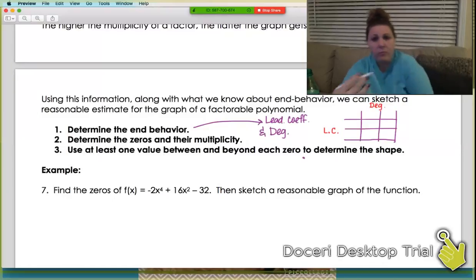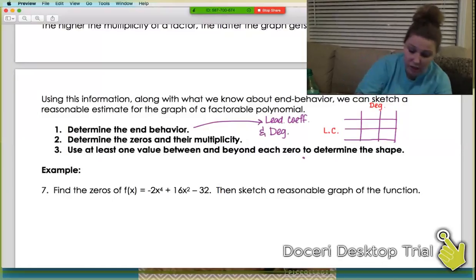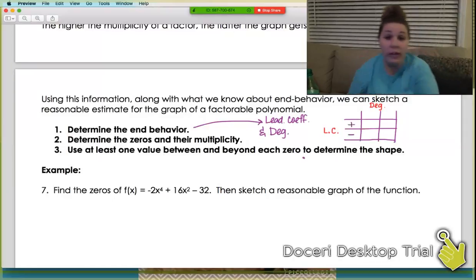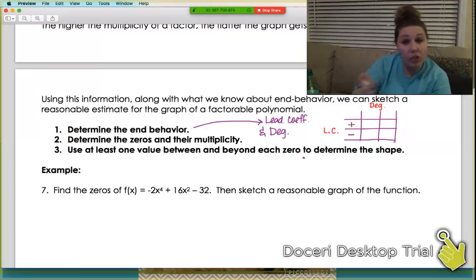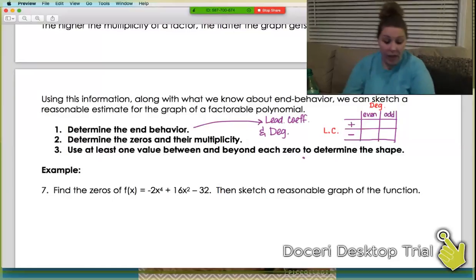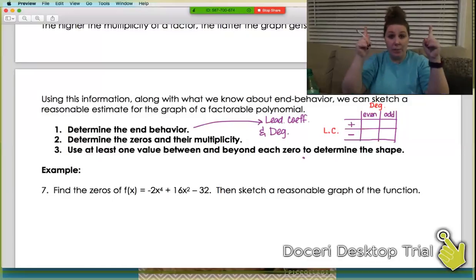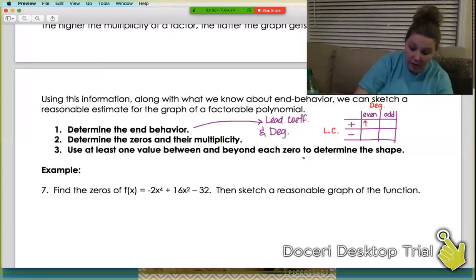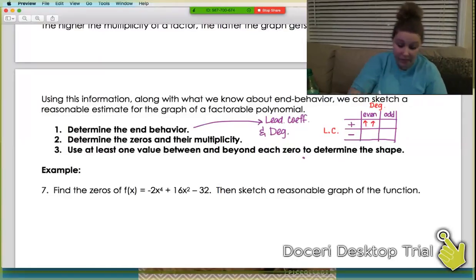So for the leading coefficient, we need to decide whether it is positive or negative. And with the degree, we need to decide, is the degree even or odd? If you remember from before, when the degree is even, the arrows are going to go the same direction. So positive, they point up. Negative, they're going to point down. So even positive, the ends would go up, up. Even negative, the ends would go down, down.